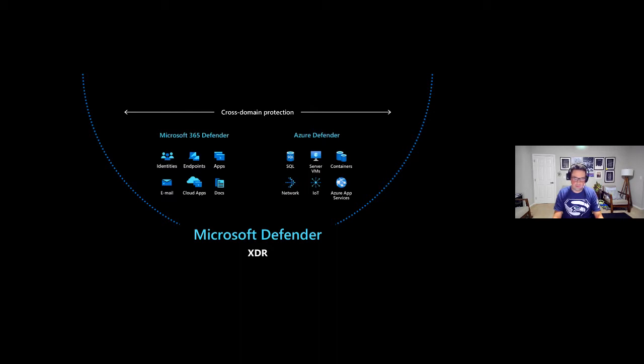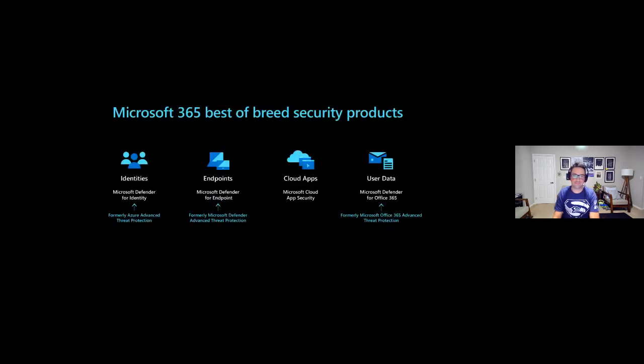And here we can see how Microsoft Defender is comprised of Microsoft 365 Defender, which takes care of all those elements in your on-prem network, and then Azure Defender for covering security for your cloud assets. And so Microsoft 365 Defender really brings together these four best-of-breed products we have in these different categories.